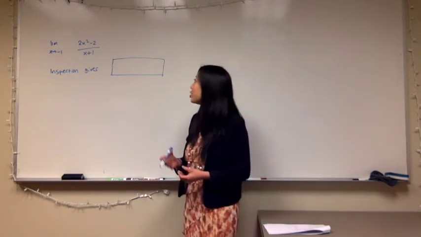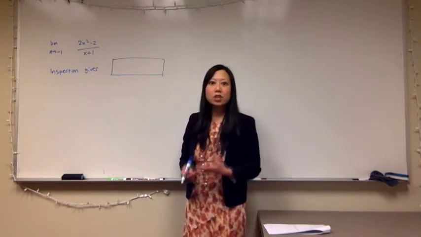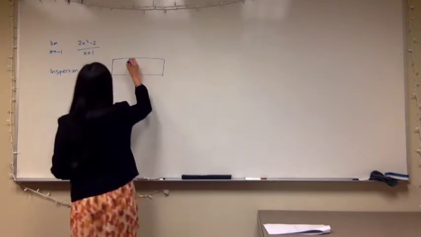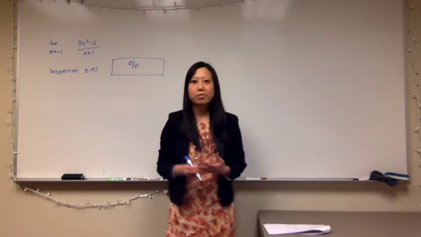If I try that, I get 2 minus 2 on top, which is 0. On the bottom, I get negative 1 plus 1, which is also 0. So inspection gives 0 over 0. And if I have 0 over 0, that's an indeterminate form, right?